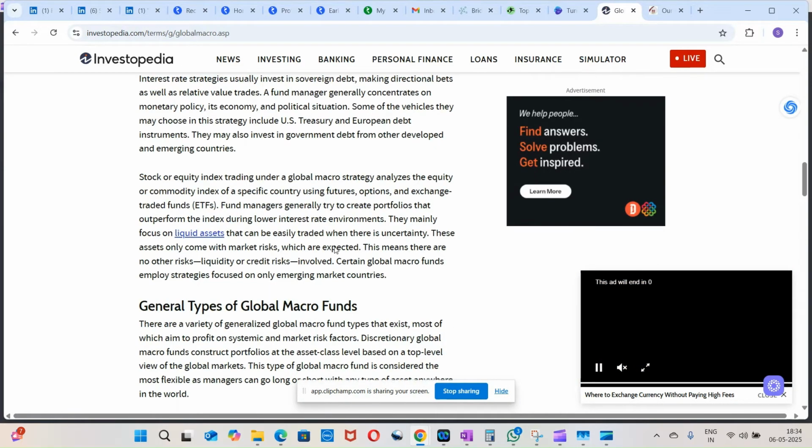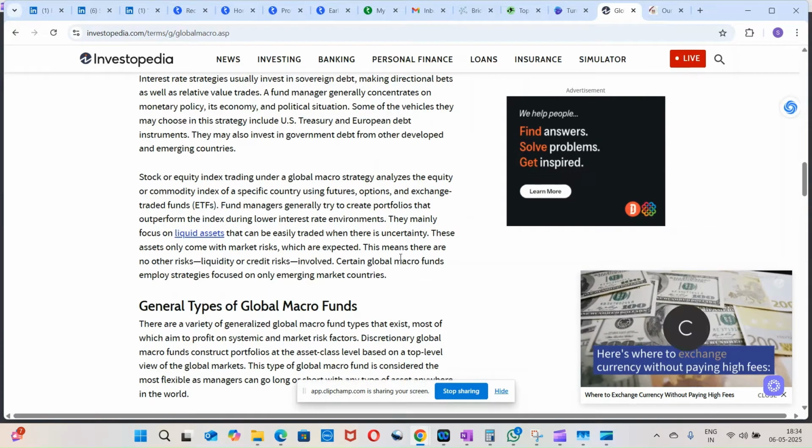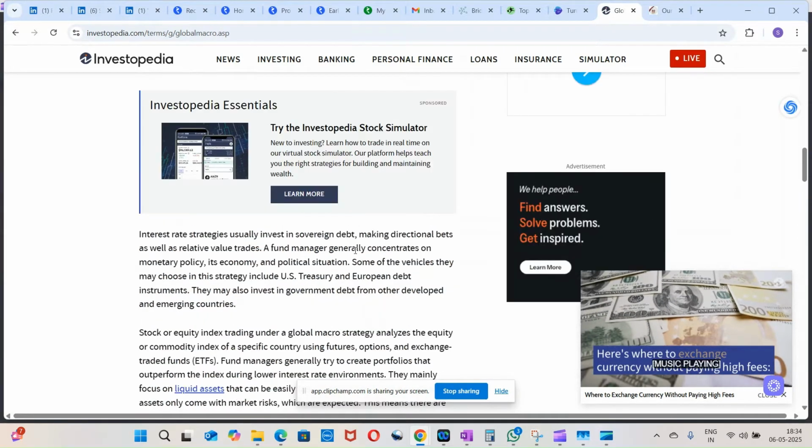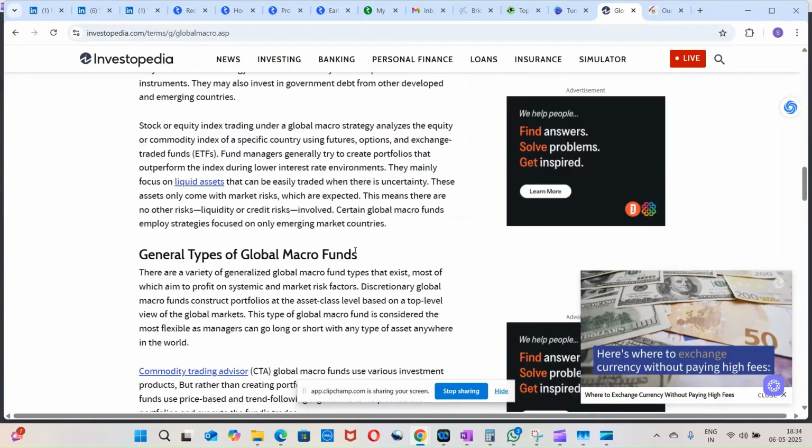Yeah, and that's what it is. There's a lot of other information here on how to use different things to take positions.